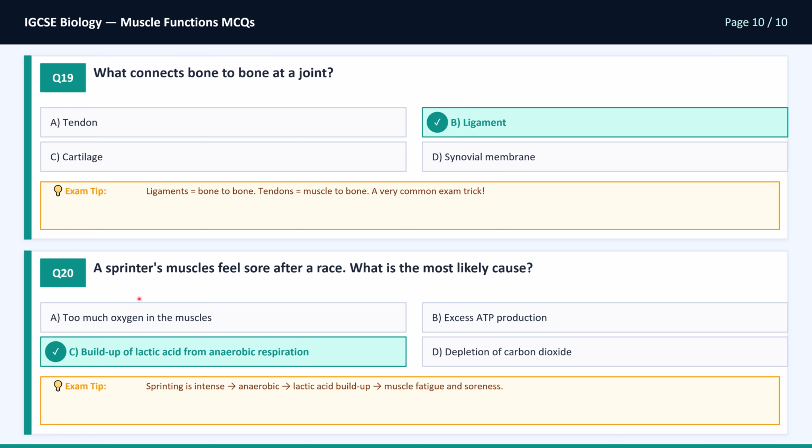Question 20. A sprinter's muscles feel sore after a race. What is the most likely cause? Option A, too much oxygen in the muscles. Option B, excess ATP production. Option C, build-up of lactic acid from anaerobic respiration. Option D, depletion of carbon dioxide. It's option C, build-up of lactic acid from anaerobic respiration. Sprinting is intensely anaerobic, so lactic acid builds up, causing muscle fatigue and soreness.